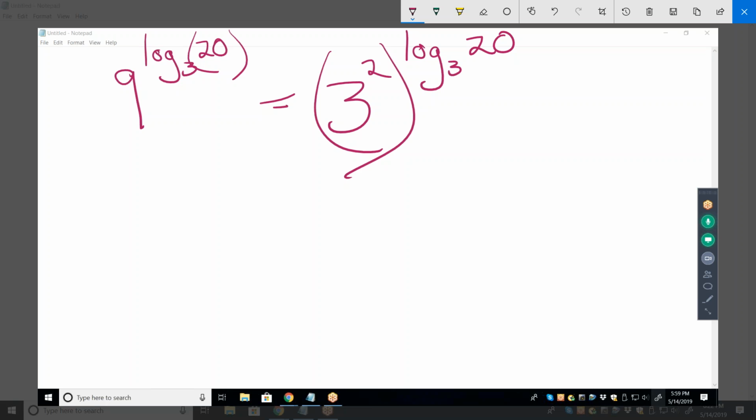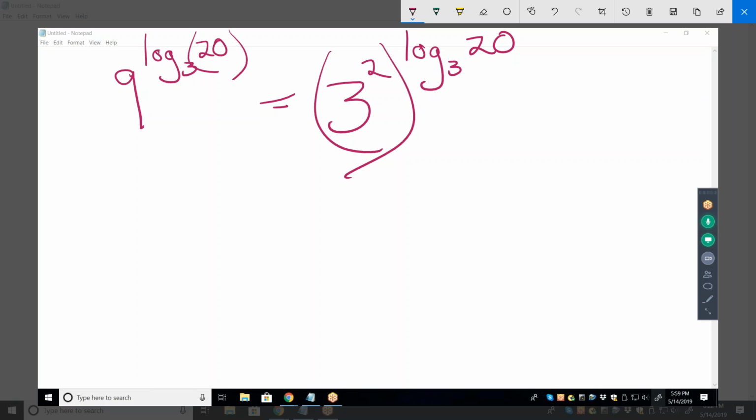Let's see. What can I do here? Can I use the property of logs or exponents to simplify this at all? What do I do when I have double exponentiation? What do I do with the exponents? You multiply.